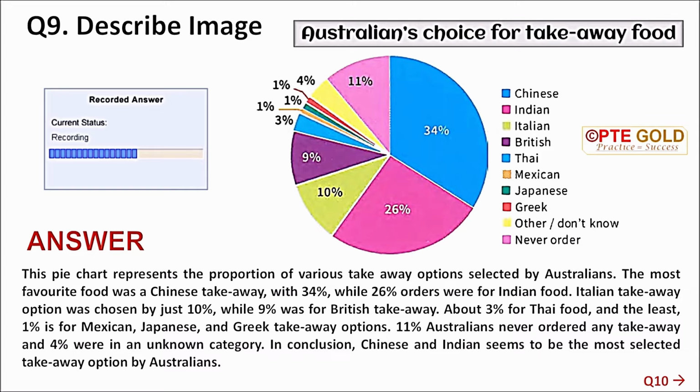About 3% for Thai food, and the least, 1% is for Mexican, Japanese, and Greek takeaway options. 11% Australians never ordered any takeaway and 4% were in an unknown category. In conclusion, Chinese and Indian seems to be the most selected takeaway option by Australians.